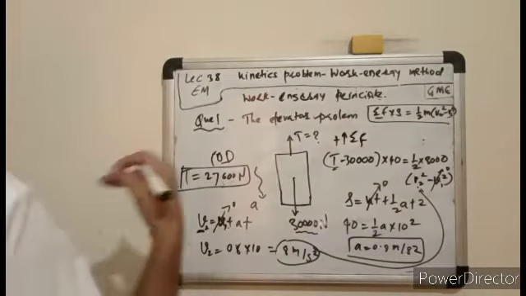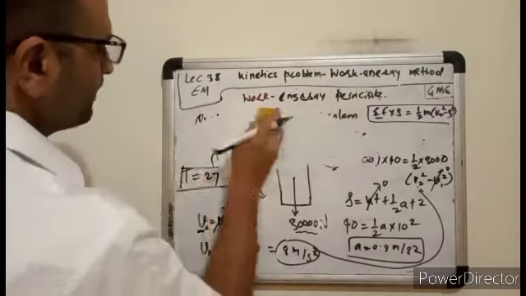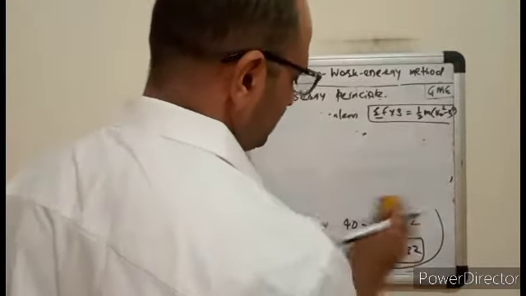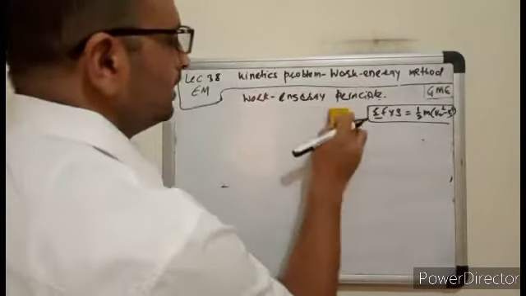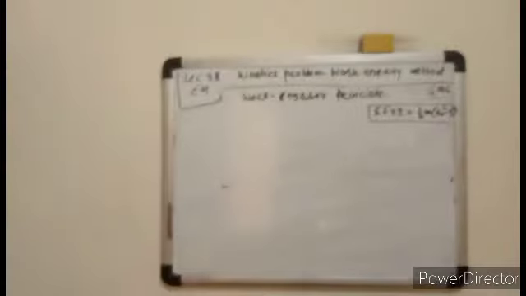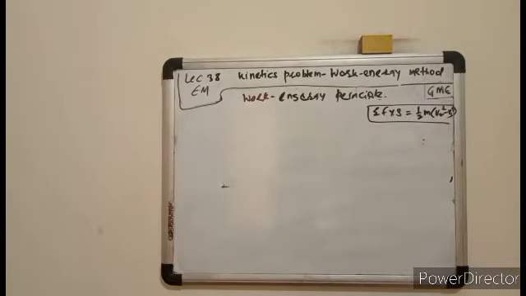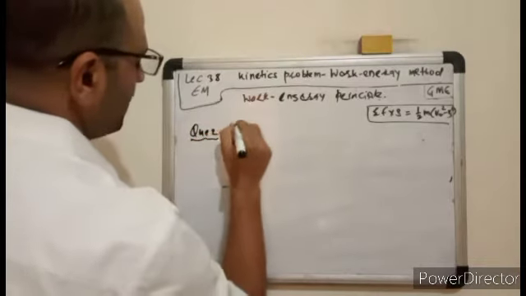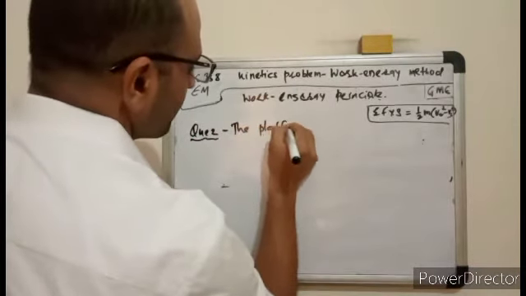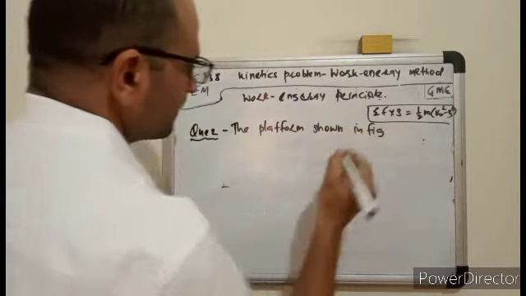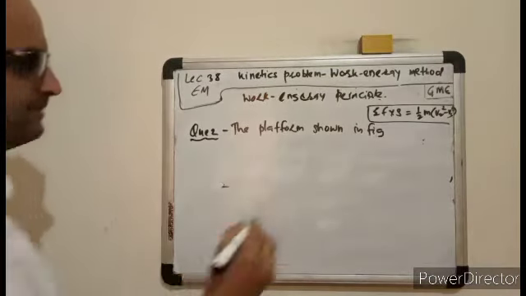Okay, we'll take one more problem from the work energy method. This problem is from the RC Hibbeler dynamics book. I'll take one more problem based on this principle. Please write down the problem. Question number 2: the platform shown in the figure has negligible mass.